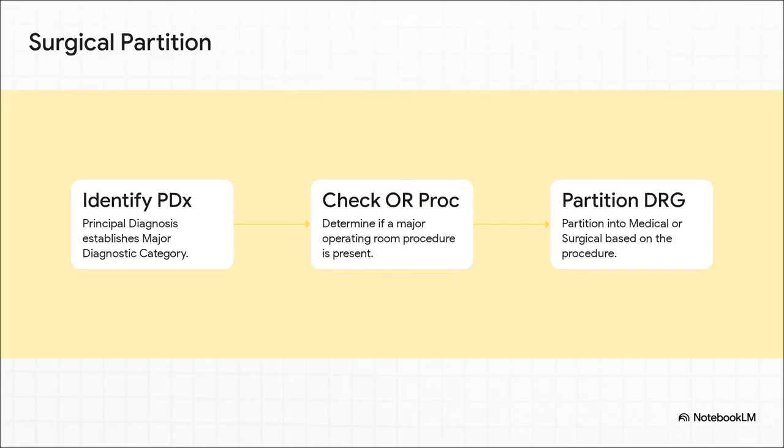So how do we actually land on that final DRG? Well, for MDC 21, it boils down to this three-step surgical partitioning logic. Step 1 is straightforward. Your principal diagnosis sets your major diagnostic category. But here is the absolute game changer for trauma and injury cases. If the patient has a significant operating room procedure, say an OR wound debridement for a bad traumatic injury, or maybe the surgical extraction of a deep foreign body, that procedure acts as a trump card. It completely overrides the medical trauma diagnosis and partitions the whole case into a much higher-weighted surgical DRG.